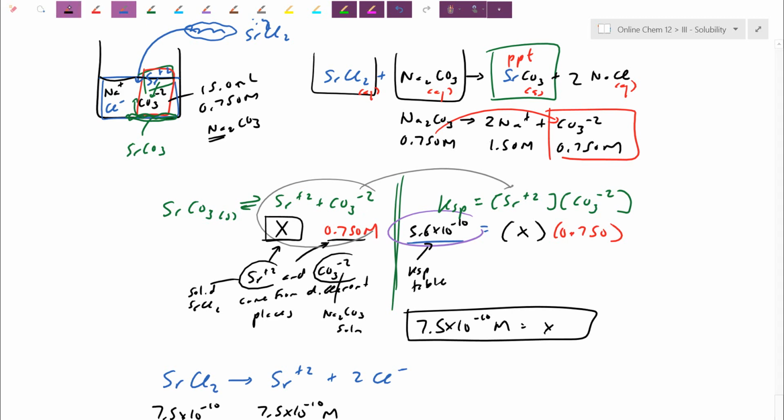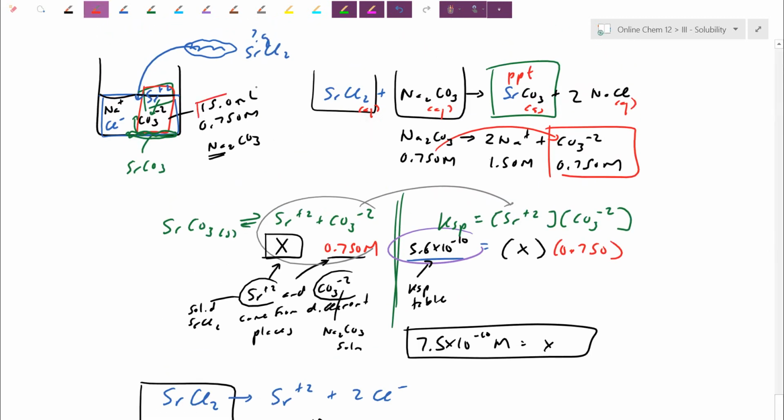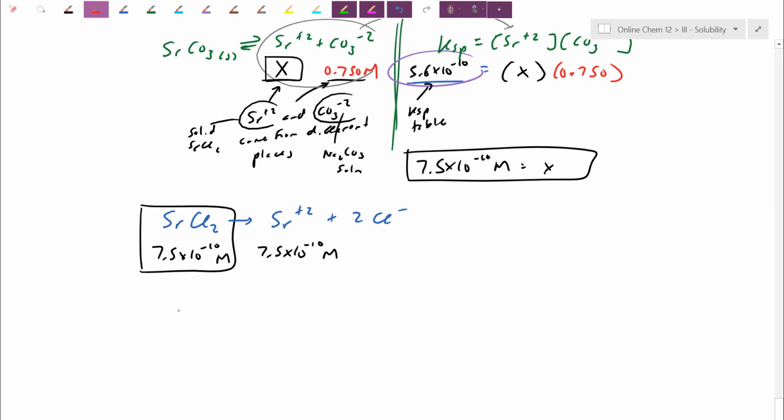But nonetheless, we've now found you can dissolve 7.5 times 10 to the negative 10 molar of strontium chloride. Now finally, we can use the volume again. Well, I only have 15 milliliters. Let's find out how many grams of strontium chloride, given 15 milliliters, so 0.0150 liters. The concentration this strontium chloride can hit is 7.5 times 10 to the negative 10.